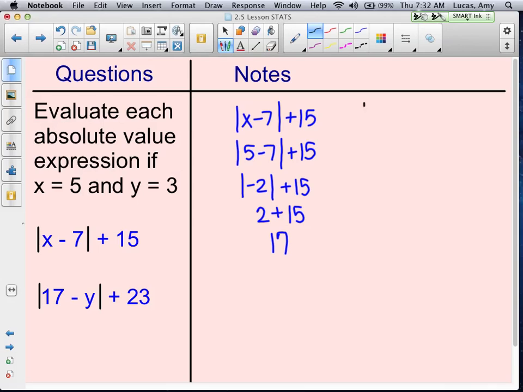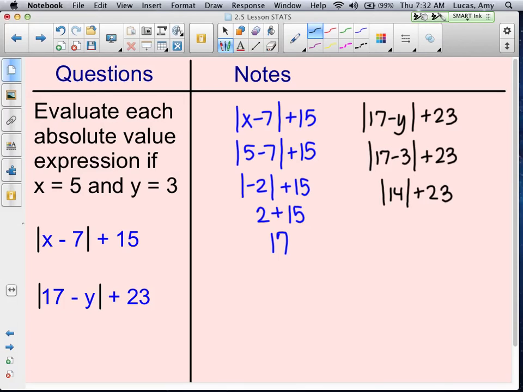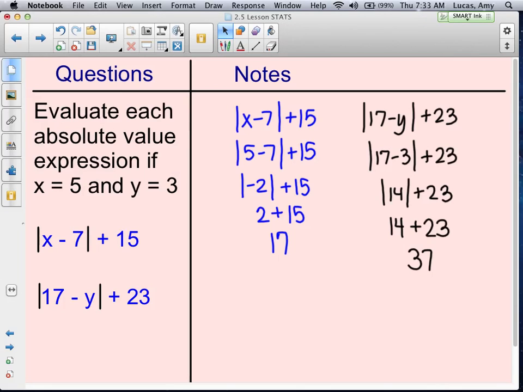On the next one, 17 minus y, and then plus 23. Y is 3, so if I plug in 3, 17 minus 3 is 14. That absolute value is 14. Remember that the absolute value bars do not mean the opposite of the number inside. They mean the distance, and the distance is always positive. So a positive number stays positive. So my second example, the answer is 37.